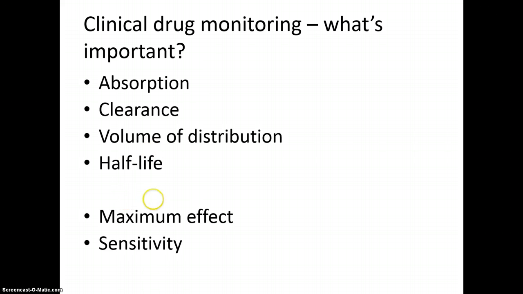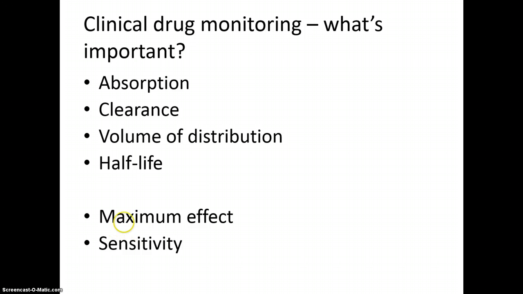The maximum effect, this is a pharmacodynamic parameter or a pharmacodynamic principle. And this really is going to be due to the biological limits of tissues and cells. So eventually you're going to get to a place where it doesn't matter how much more drug you give, the response is going to be maxed out, or you'll see a maximum level of response.